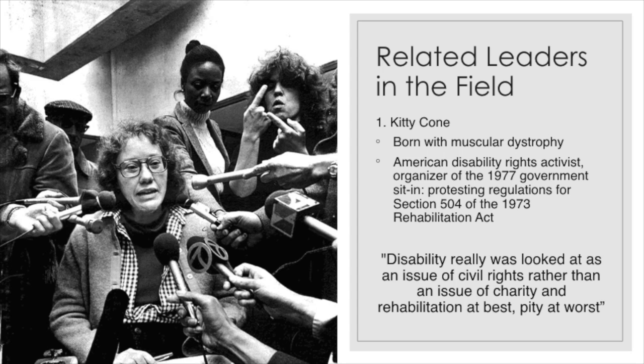Despite the progress of the 60s, there was still much work to be done, and one such example was Section 504 of the Rehabilitation Act, which did not fully address some of the related rights mentioned on the previous slide, like employment accessibility, things like that. And so, another leader in the field, Kitty Cohn, who was born with muscular dystrophy and therefore always needing wheelchair accessibility, she actually was an organizer of a government sit-in which protested some of these regulations.